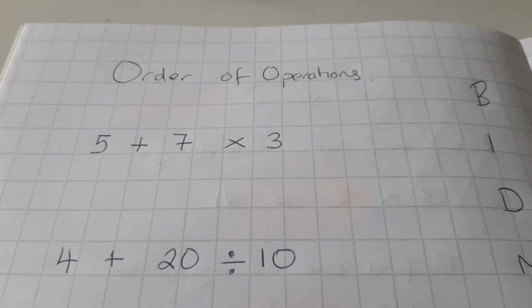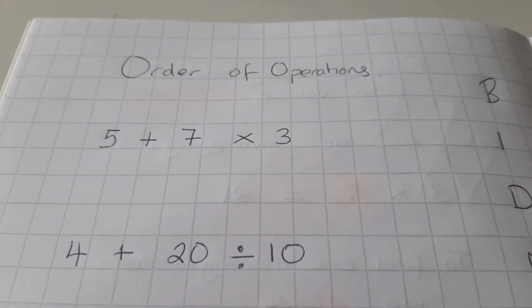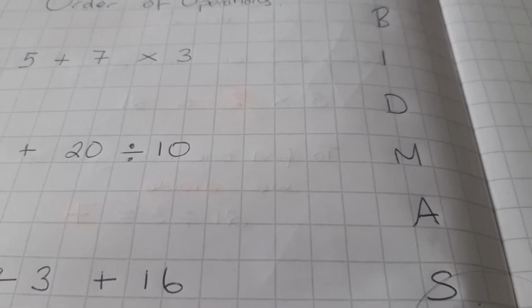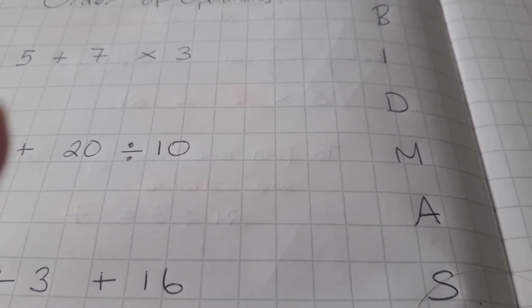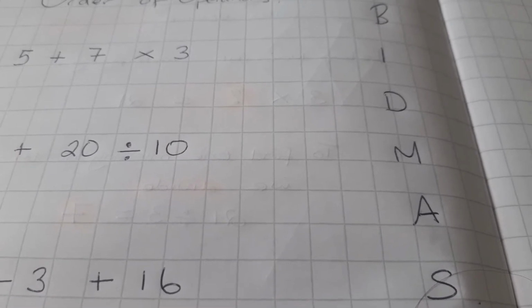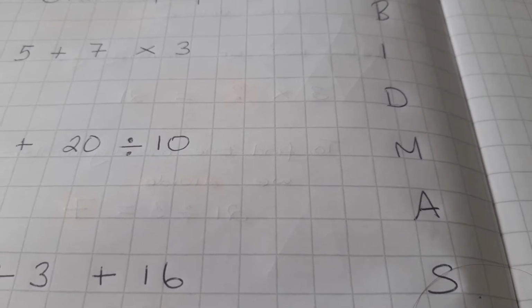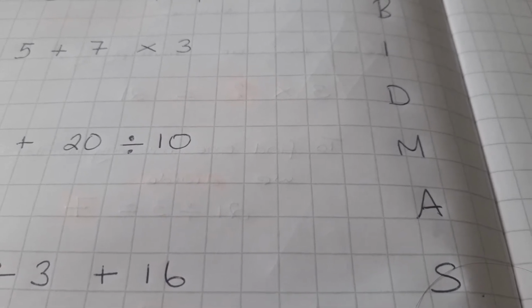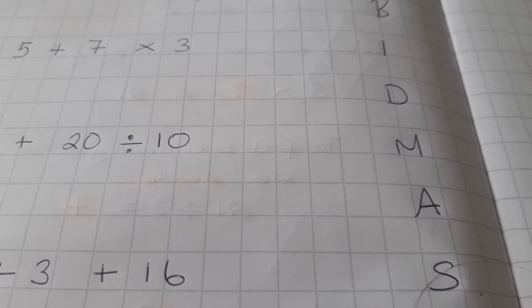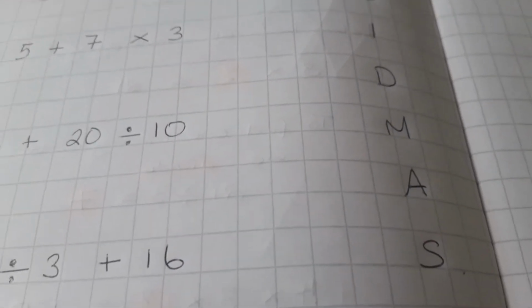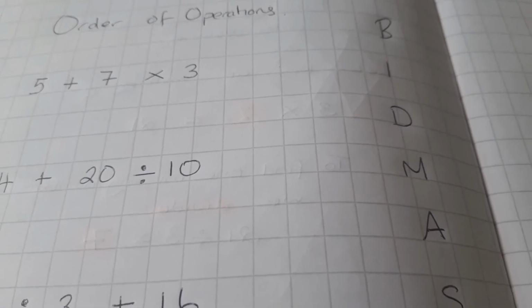Hello everyone, we're going to have a little look at BIDMAS again. Down the side of the page I have written the word BIDMAS, and at the top is B, which means if there are brackets you do them first. The indices we will come to later on in the week. D means divide, M means multiply, A means add, and S means subtract. And basically you have to follow that order of working out to get the answer correct.